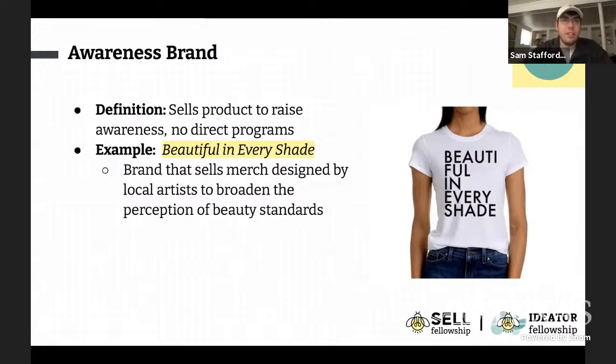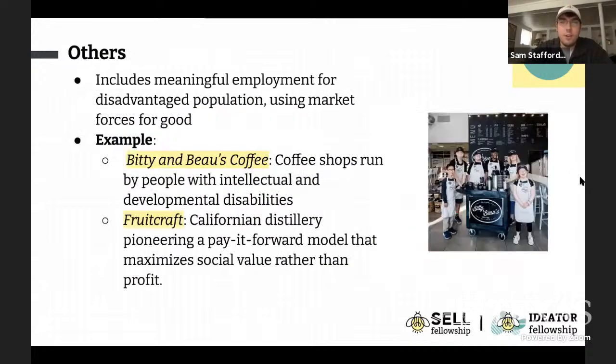There are various types of awareness brands in existence as well. This is just the one that we were using as an example. With that being said, there are a few others that include meaningful employment for disadvantaged populations, and using market forces for goods.